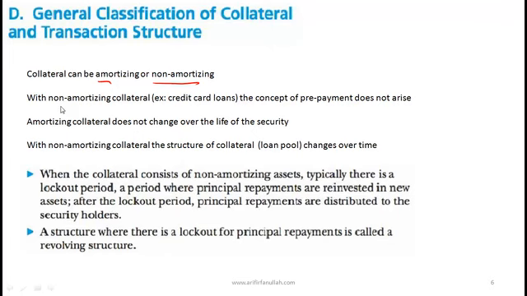With non-amortizing collateral, and again the classic example being credit card loans, the concept of prepayment does not arise. Where does the concept of prepayment arise? It arises where there is a scheduled principal payment to be made, and if the homeowner or whoever has taken out the loan makes a payment above that scheduled amount, that's a prepayment.